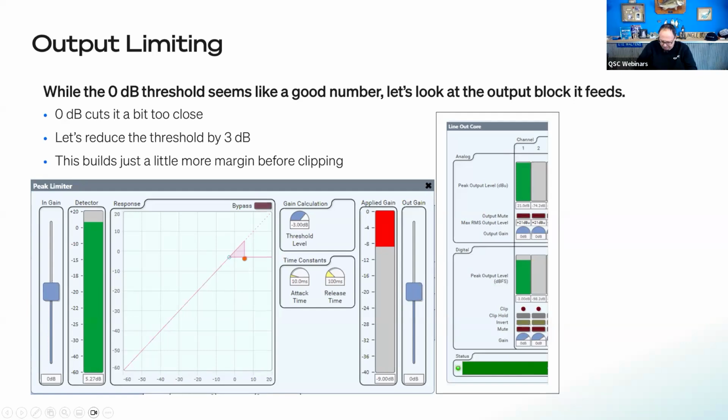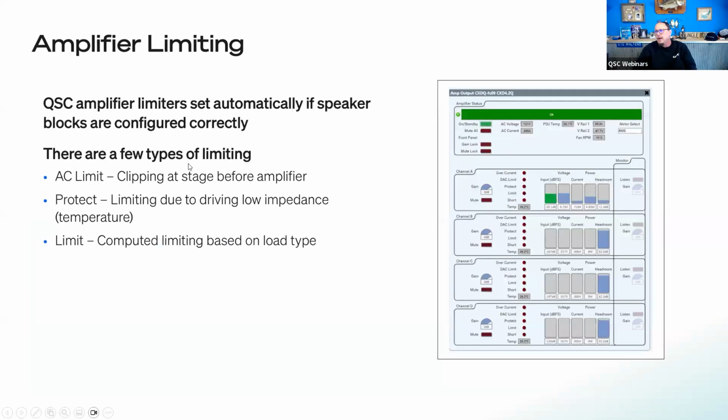And then amplifier limiting. If you do your limiting on the outboard side, QSC limiters are set automatically if the speaker boxes are correctly configured. There are a few types of limiting here. We have an AC limit, which is a clipping stage before the amplifier, before it goes into the input of the amplifier. The DAC limit goes into the digital-to-analog converter. And then you've got protect, which would limit driving into low impedance conditions.